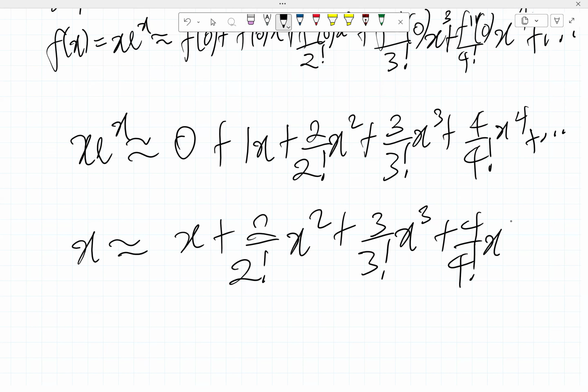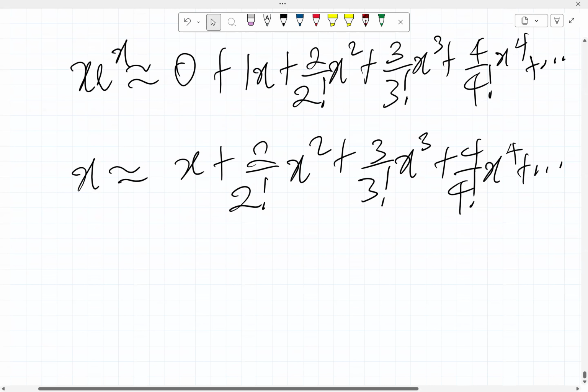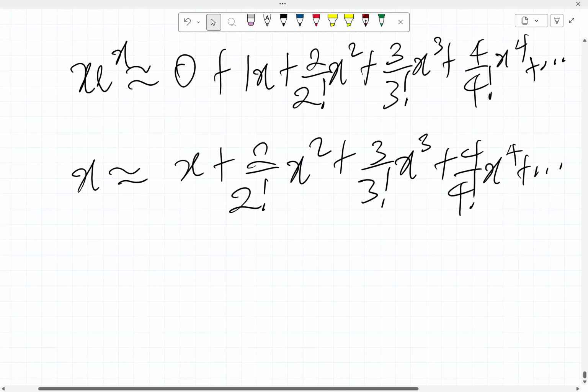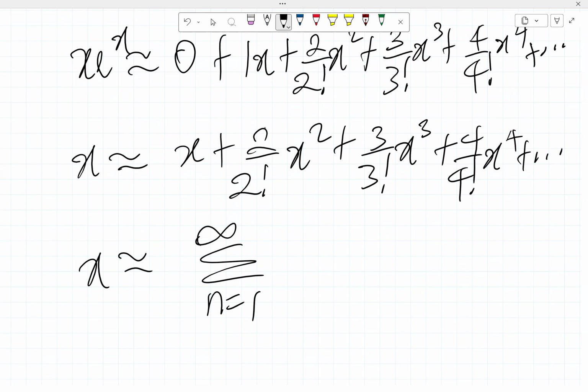Then x raised to power 4, right? And so on. Okay, I think I'll still get it. That's fine. So x is now approximately, so we can then write summation from n equals 1 to infinity of, I can already see n over n factorial x raised to power n.